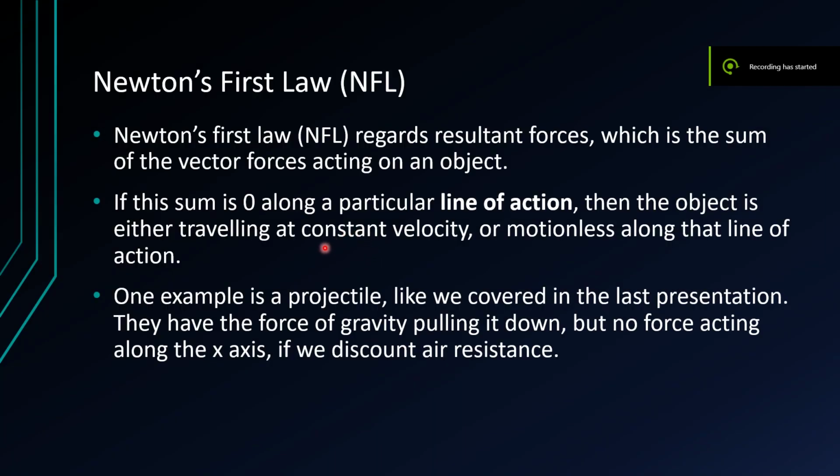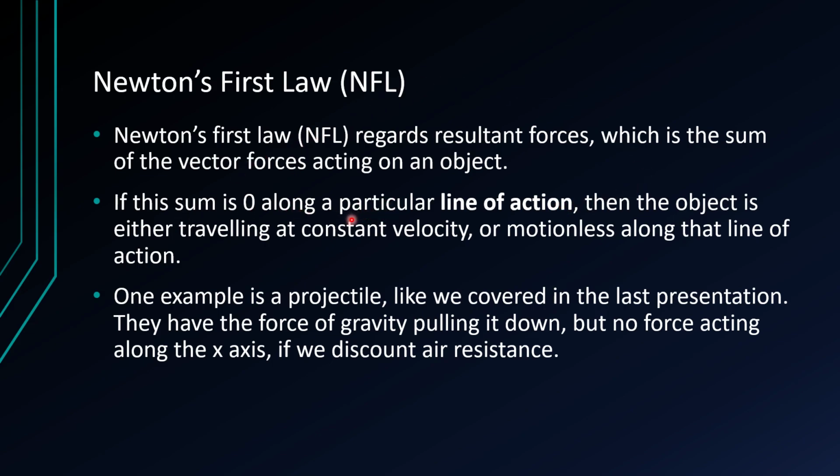So a little bit more on Newton's first law, which I'll abbreviate as NFL for Newton's first law. It regards resultant forces, which is the sum of the vector forces acting on an object. So force is a vector quantity. So if you sum up the forces in vector form and you get 0, so adding the vectors gets you nothing, so all the i components equal 0 and all the j components equal 0, you have therefore no resultant force. So Newton's first law regards what happens.